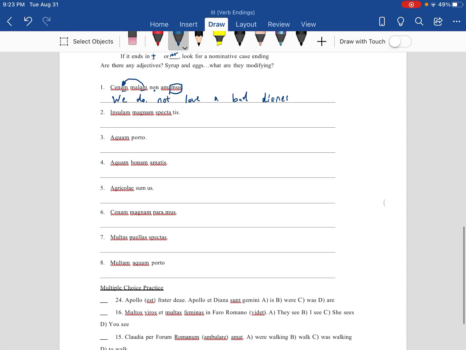Next sentence, we got a nice little gap in there. Tis is y'all. Now, there are a couple ways to do this. It's present tense, and English can do present tense in a couple ways. You can either say y'all are looking at or y'all look at. And then we have our accusatives, which means direct object. Y'all are looking at the large island.